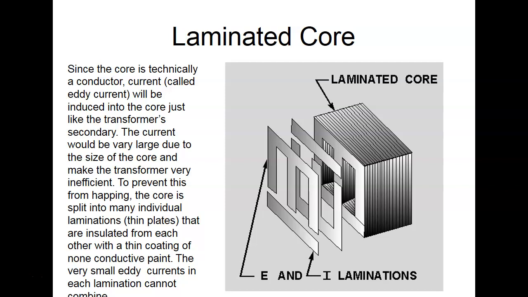These are undesirable currents. So what we do is we take the core and split it up into hundreds of small little circuits. And here the currents cannot combine. So even though there's current in this lamination, it cannot add to that lamination, cannot add to that lamination. So now the core becomes a lot more efficient. And you can actually see these.